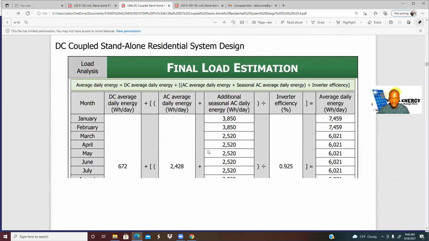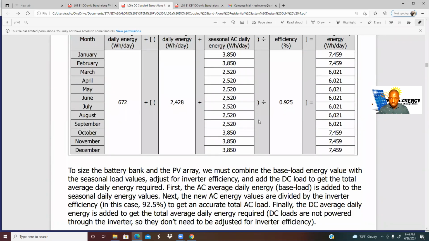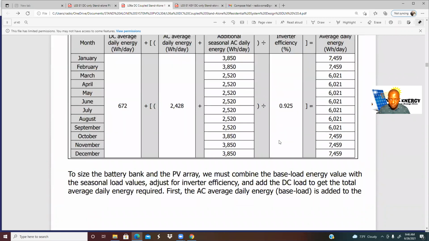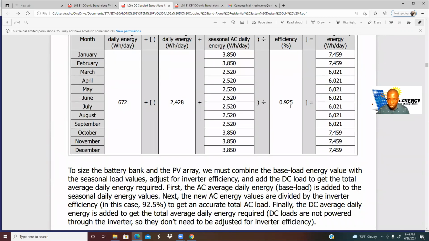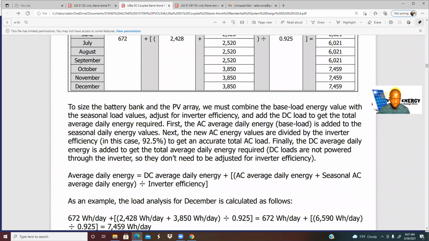That is why, look over here, you have your seasonal load right here. We have all our seasonal load divided by the efficiency of the inverter. The efficiency of the inverter is 0.925. To size the battery bank and the PV array, we must combine the base load energy value with the seasonal load value, adjust for inverter efficiency, and add the DC load together to get the total average daily energy required.